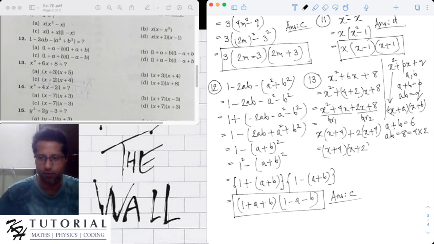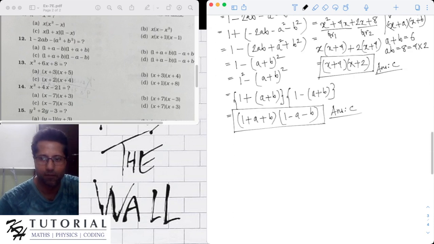But if you are solving this kind of MCQ for any exam or test, then once you have found a and b, you can directly say that the factorization will be x plus a into x plus b. So this is the final factorization, and hence the correct choice will be x plus 4 multiplied by x plus 2. So it is C. Okay, let's do problem number 14.